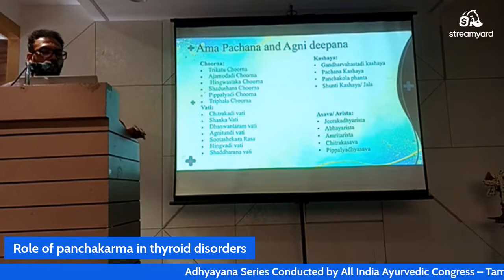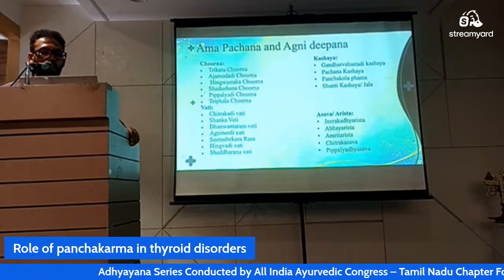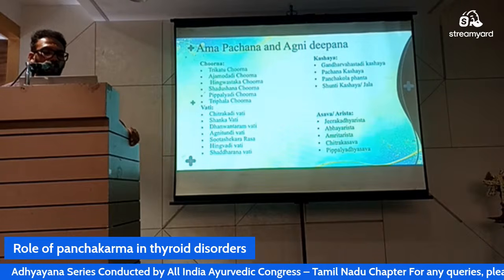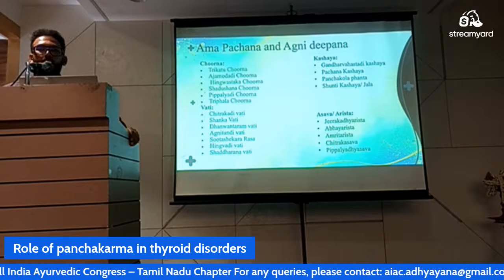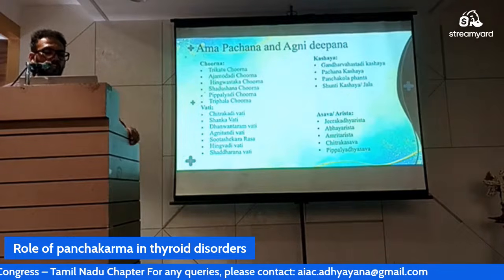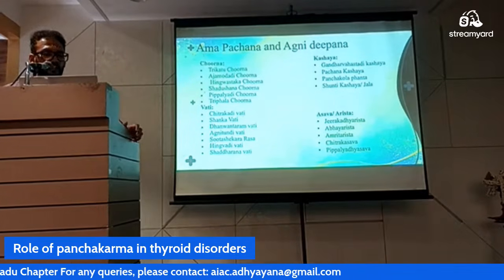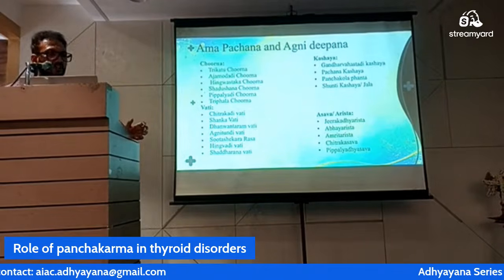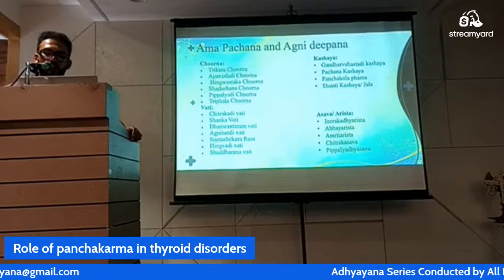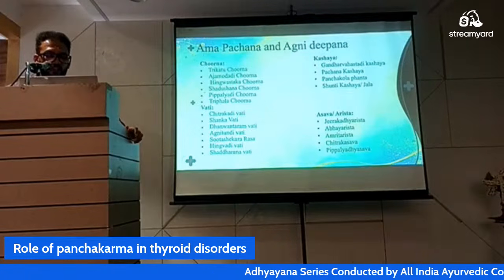So some of the medicines which are commonly prescribed for the stage of Ama, when there is Ama Avastha, we have to go for Ama Pachana and Agni Dipana, which is Vikatu Churna, Hingvastaka Churna, Shadarana Churna. In Vatis we have Chitrakadi Vati, Agnitundi Vati, Shadarana. In Kashayas we can go for Gandharvastani Kashaya, Pachana Panchakola Kashaya, Shunti Kashaya. Asavarishtas include Jiraka Arishta, Abhaya Arishta, Chitrakasava.